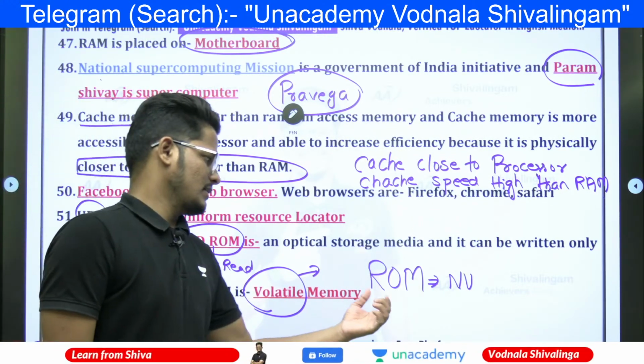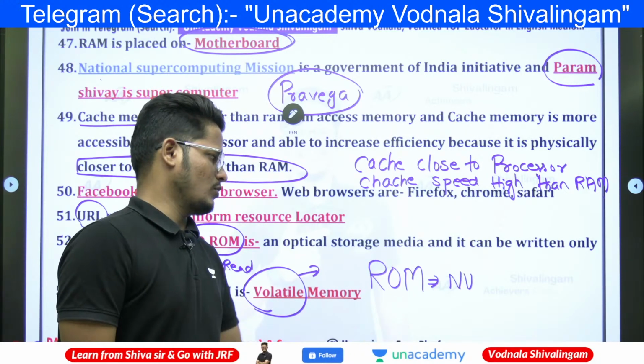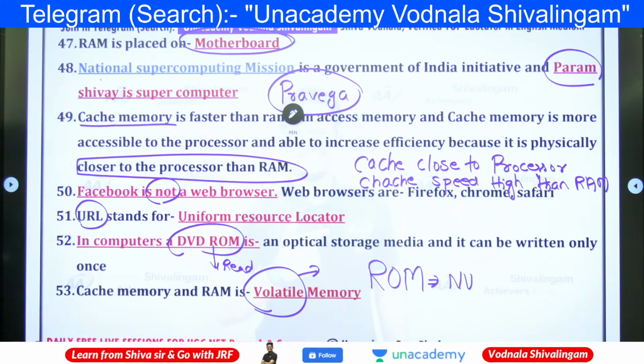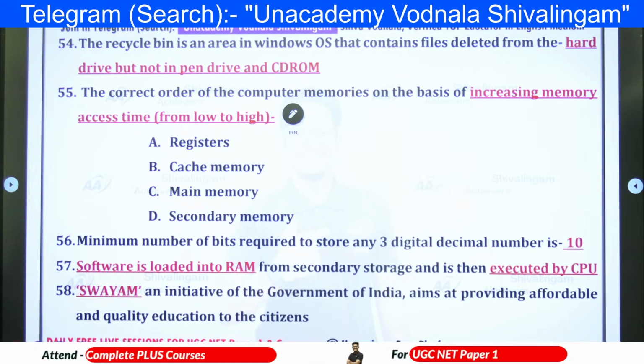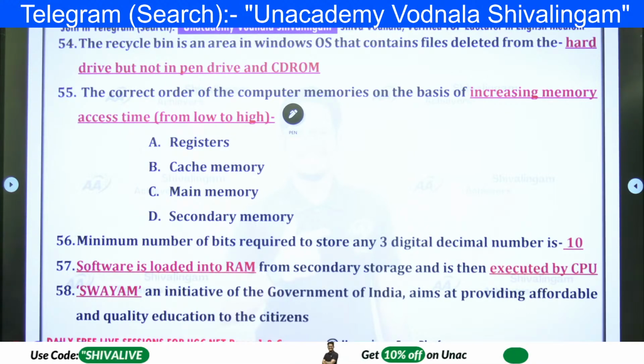If we are trying to feed the data in ROM, which is non-volatile in nature, even if the power is turned off, that will not be erased. Correct only. Erased after shutdown.